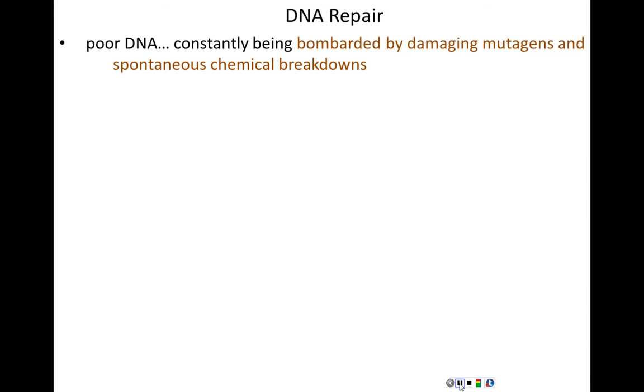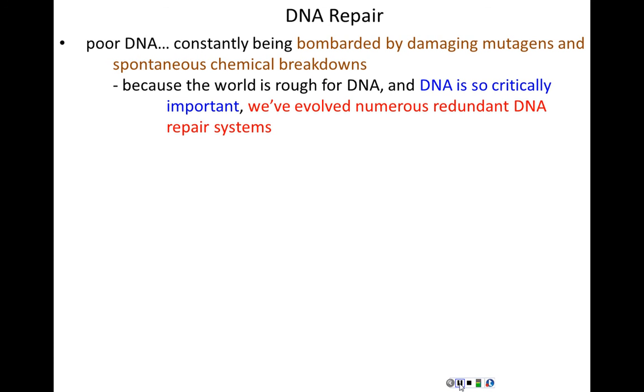Poor DNA, right? Constantly being bombarded by all these damaging mutagens in our environment, constantly having to deal with all these spontaneous mutations that just occur by natural chemical tendencies. The world's rough out there for DNA. And DNA is so critically important. It's like your instruction manual keeps having typos that make it difficult to read. So you need some mechanism to restore those typos, to get them back to what they should be, to fix them, meaning repair them, to put them back to normal.